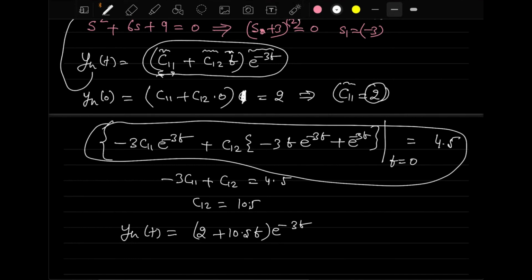So as you can see, this particular homogeneous or natural response will also die down as t tends to infinity. So you can see that when t tends to infinity, it will also die down.